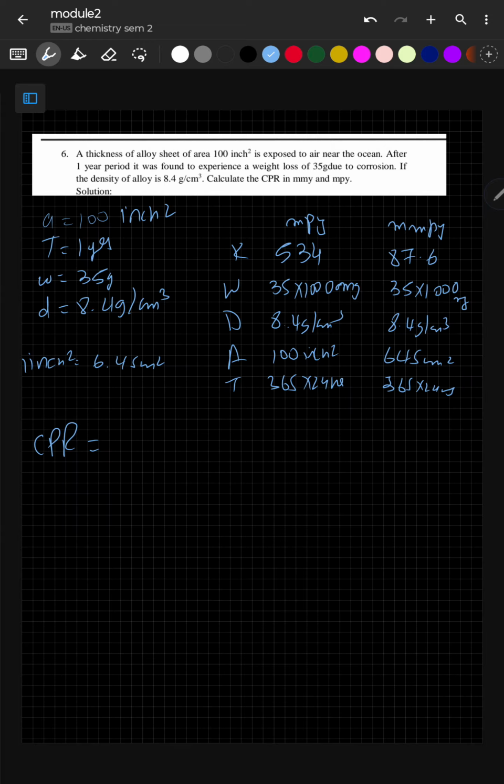2.53 mpy. Now CPR in mmpy I'll calculate. 87.6 into 35 into 1000 divided by 8.4 into 645 into 365 into 24. Then I'm getting 0.0645 mmpy. Okay.